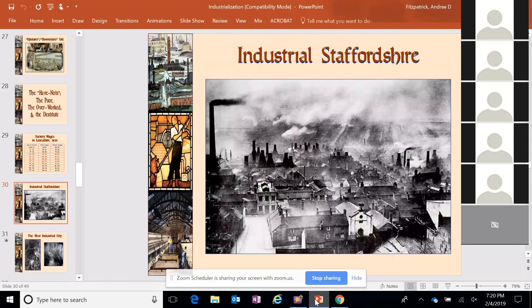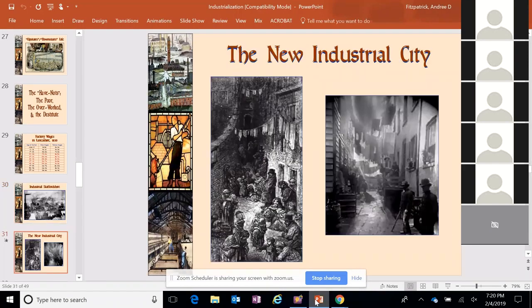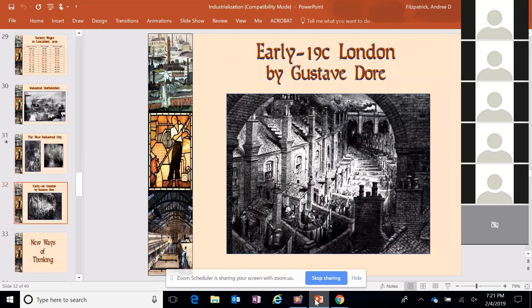Here's an image of what happened to the industrial cities. This is Staffordshire. So obviously there was huge overcrowding. The working class was crowded into tenement housing that was poorly constructed. It often caught on fire. Pollution and smog were a huge problem. So health and disease became a problem as well. Here's another image to see the crowding.